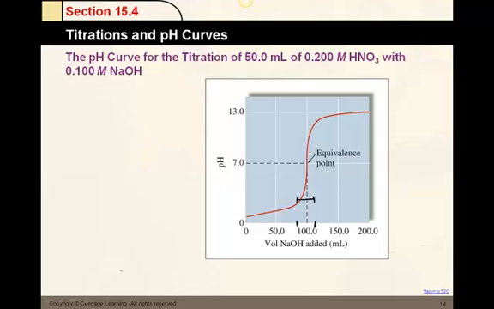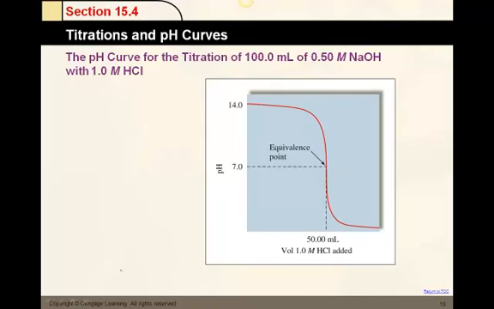Now if you read up here in the purple, it says the pH curve for the titration of 50 milliliters of 0.2 molar HNO3. So that's what's in the solution, and the NaOH is titrating into it to neutralize it. We have a strong acid and a strong base, and of course the pH is going to be 7 because it's neutralized at 7. The salt being produced, sodium nitrate, must be a neutral salt in water, and therefore its pH is 7.